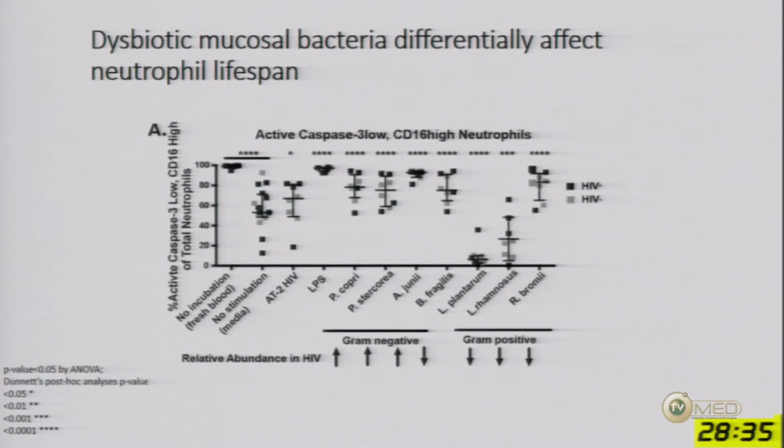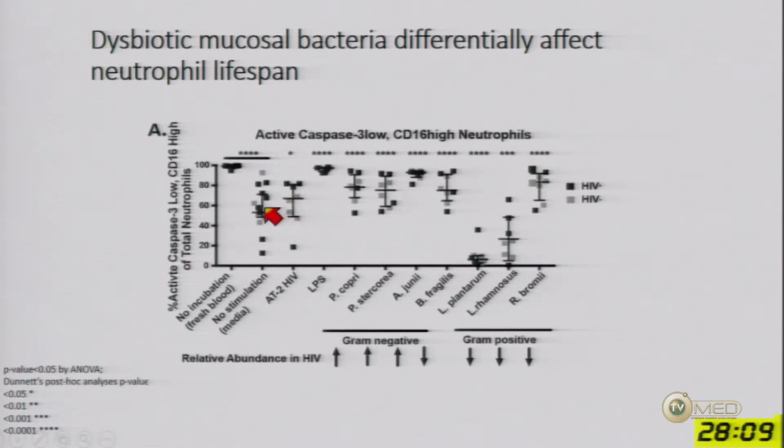So we went back into the lab then, and we said, well, can we induce this in the lab? Can we actually take a neutrophil, put it in with bacteria, and see the same effect? And I know this is a very busy graph, so I'm going to walk you through it. Basically, we're looking at how much active caspase-3 low, CD16 high neutrophils we have. So what we want here, sorry, that's not going.